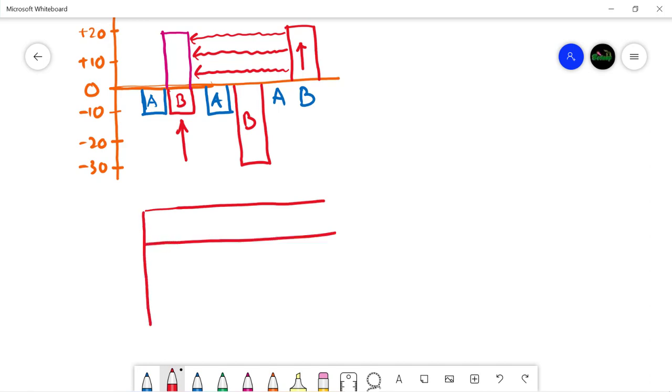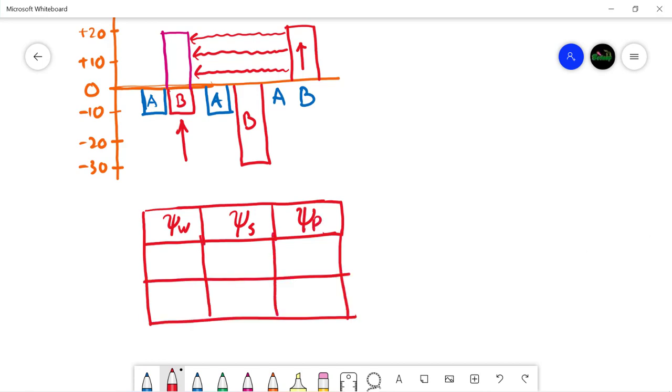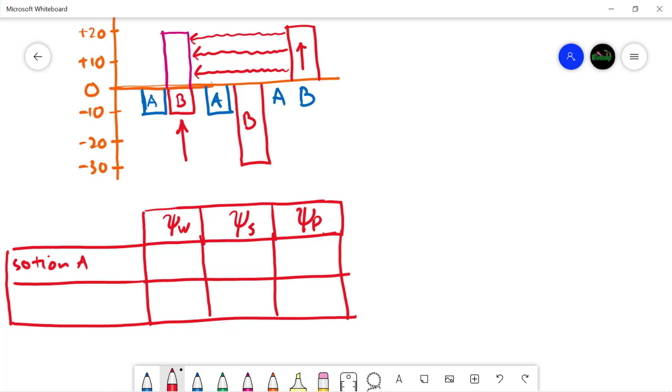The upper row is for the symbols. So we have 1, 2 and 3 columns. This is psi W, this is psi S, and this is psi P, the pressure potential. The upper row is for solution A and the lower row is for solution B. So this is solution A and this is solution B.